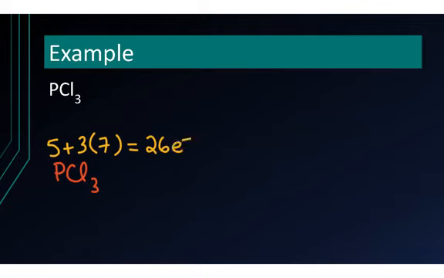So in my picture, this account is going to be really important because if I don't do this correctly, the outcome isn't going to go well. So I have to have 26 electrons in my picture. That's step 1. Step 2, I'm going to put the unique element in the middle.